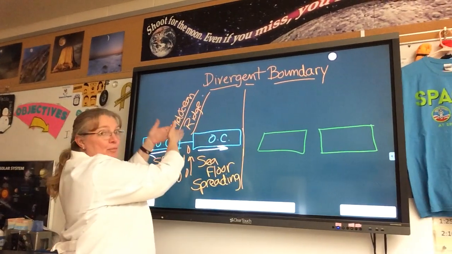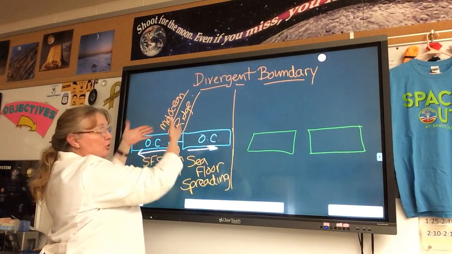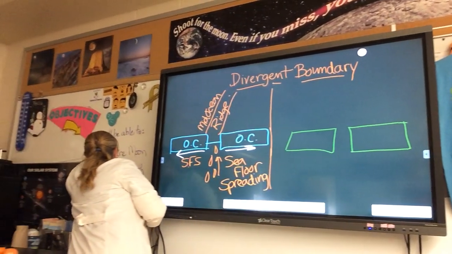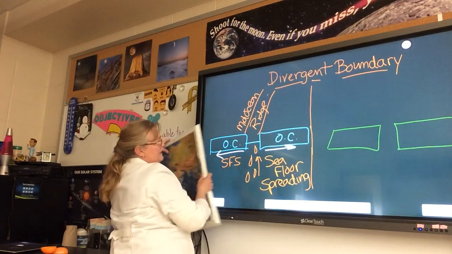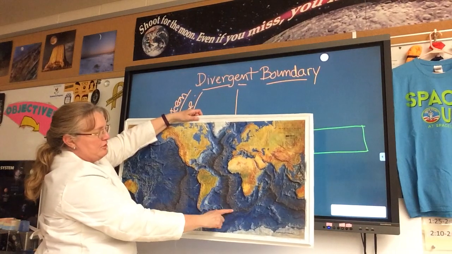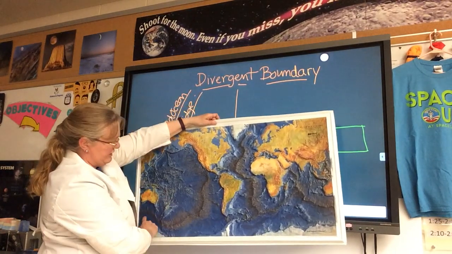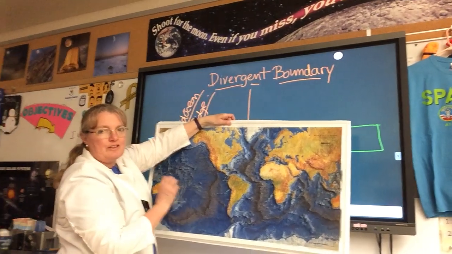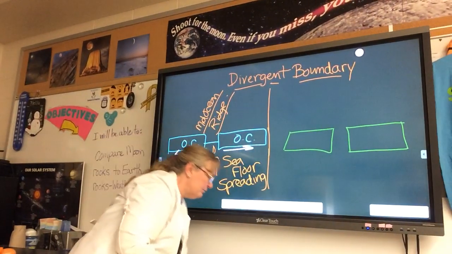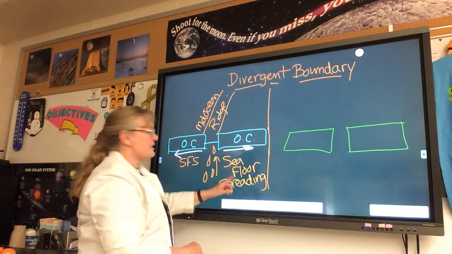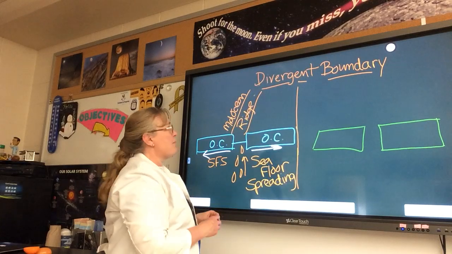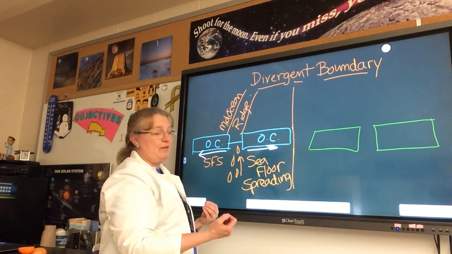Because the magma is going to come up, build up, and create that mid-ocean ridge, that mountain range that we see through all the oceans. And we can see here on our map, we can see all of the mid-ocean ridges located through every single ocean in the world. And those are all divergent ocean-ocean boundaries. Okay? So seafloor spreading is the process. Mid-ocean ridge is our landform. And our boundary type is a divergent boundary.